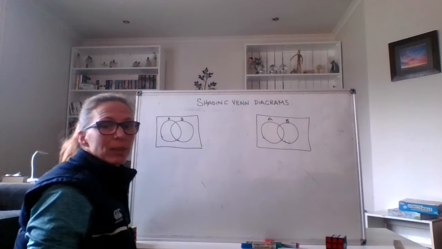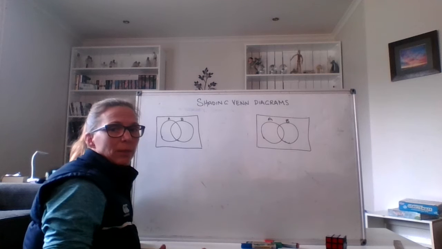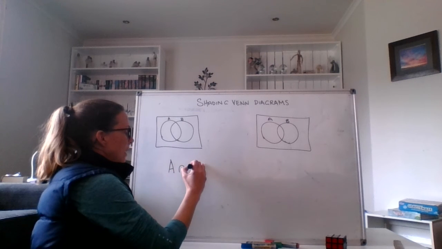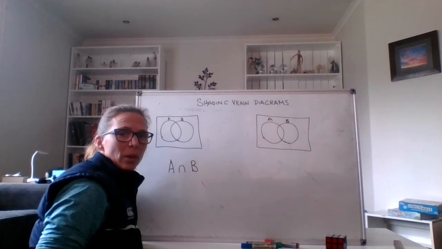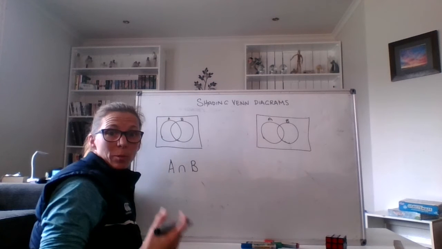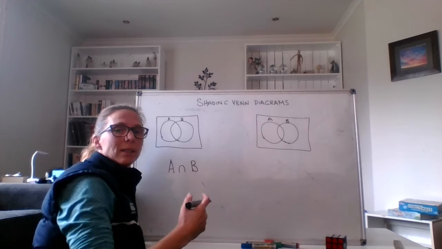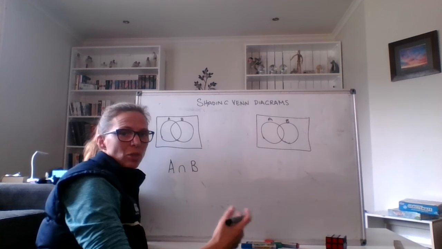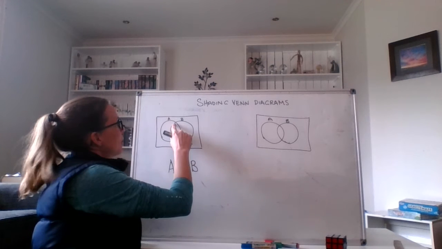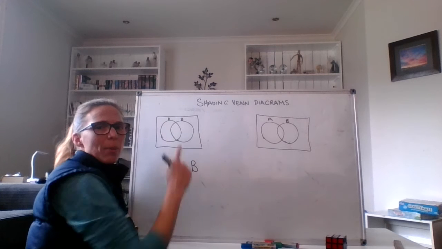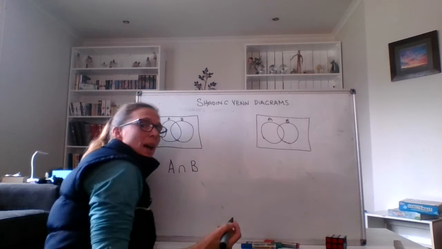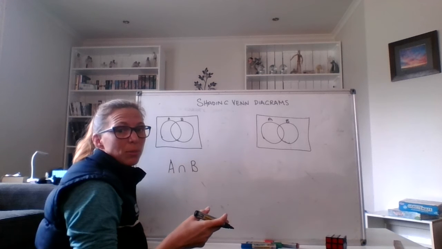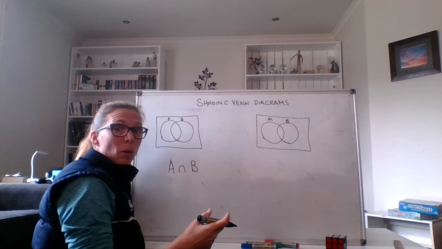First of all, I'm going to start with something relatively simple. We're going to look at shading the area A intersection B. Because we've been doing a bit of work on this, we should know that A intersection B means the area that is A and B. So we kind of know what the answer is going to be. It's going to be this area in here. But I want to show you how we get that area so that we can apply that to harder problems later on, especially three-circle problems or things involving complements.